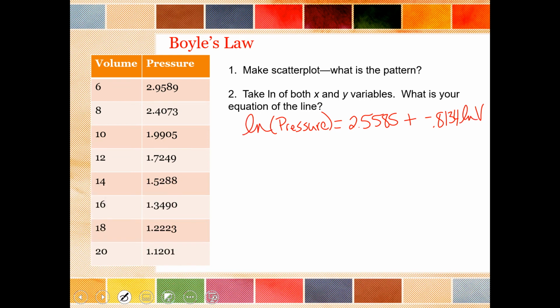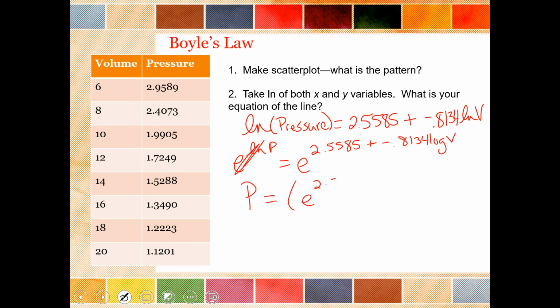So let's fix that. Okay, so when we take the natural log, the way you get rid of it is with an e. E to the natural log p power equals e to the 2.5585 plus negative 0.8134 log of v, or volume. Those cancel out. You're left with p equals e to the 2.5585. I would write out as many decimals as, I don't want to say as possible. 4 to 5 is probably better, other than 2 to 3. You can get major differences in what's going on here. You're multiplying. Don't forget you are multiplying e to the log v.